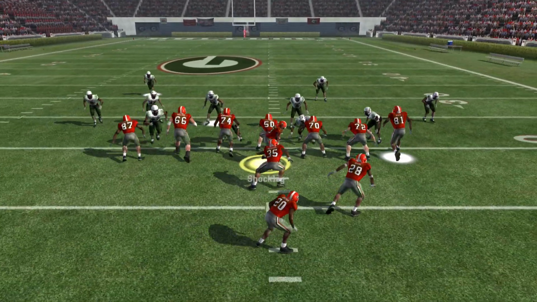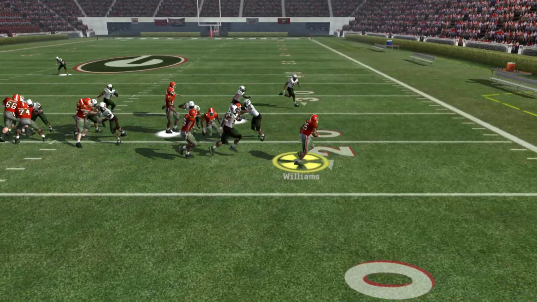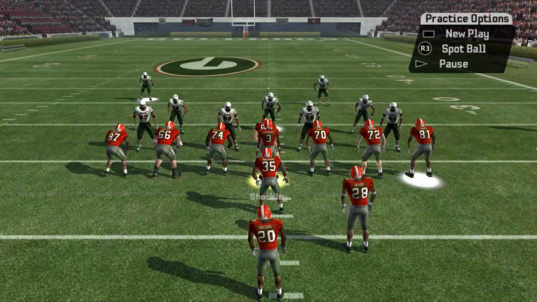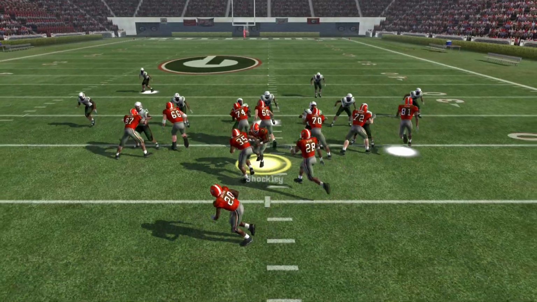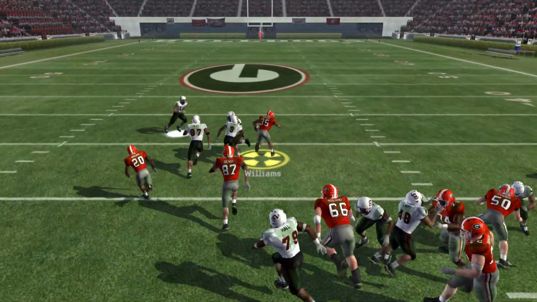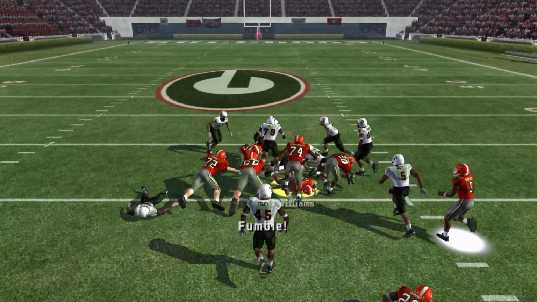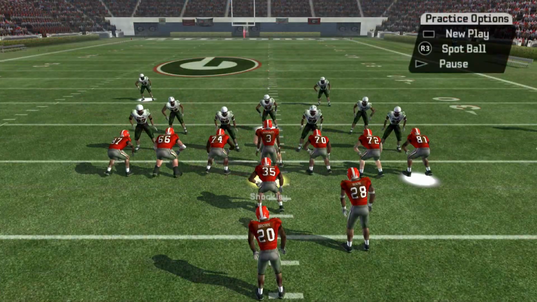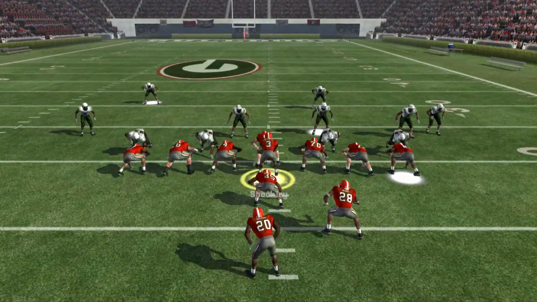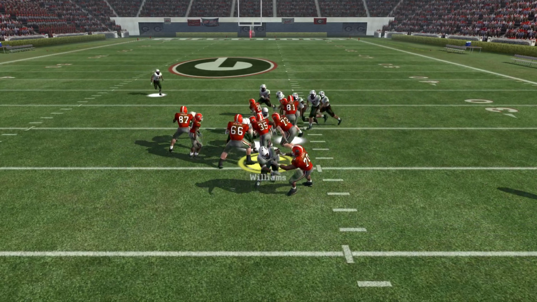I like the quick ones. I'm not going to get a whole lot there. I think this fullback's not super fast. We can try over here again. He's going to fumble it. I figured he would since he's not a good runner. We can try to go to the left again. Not a whole lot there.